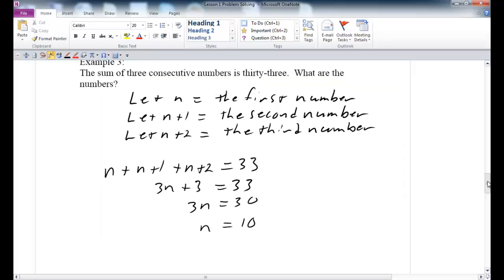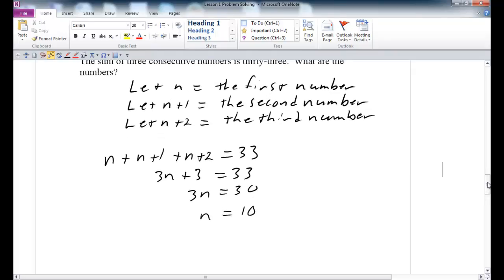So if n was 10, that was the first number. The second number was 10 plus 1, and the third number was 10 plus 2, and the sum of these 3 numbers was 33. 11 of course is 10 plus 1, and 12 is 10 plus 2. And you can see that 10 plus 11 plus 12 is 33. So we've done it correctly.